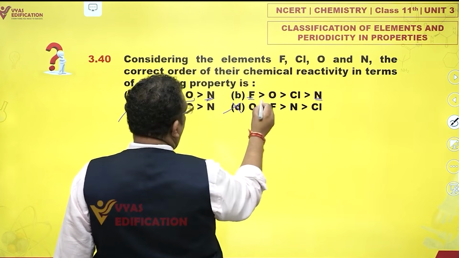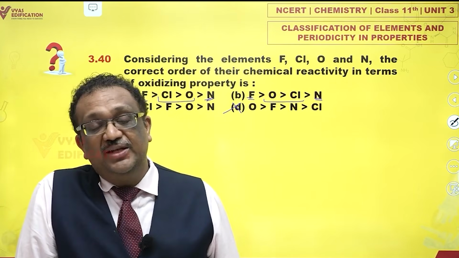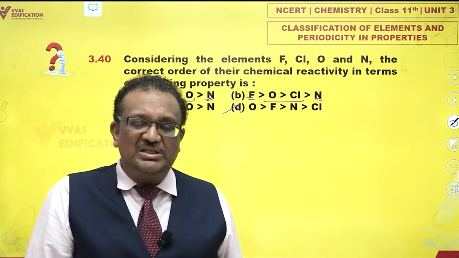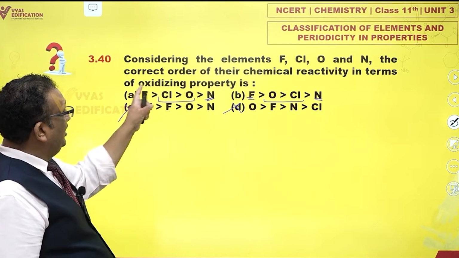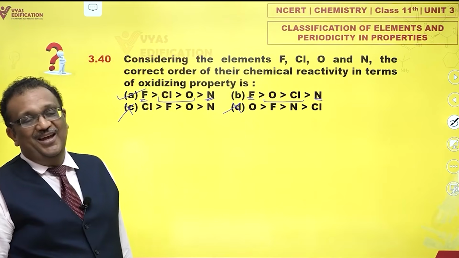Between oxygen and chlorine, if you're talking about oxidizing power, chlorine tends to have a slightly stronger oxidizing power. They are very clear in terms of oxidizing property. So A is the answer. Yes, A is the answer.